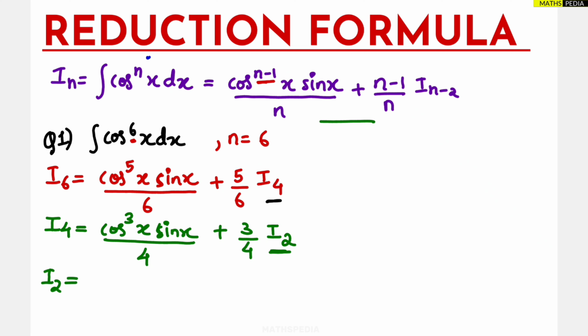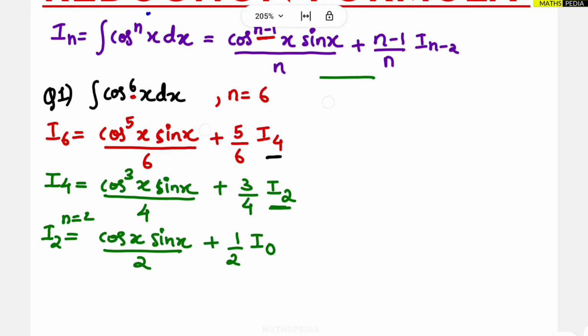So I2 becomes what? Again you have to substitute n value as 2. So cos n minus 1, so 2 minus 1 is 1. So it becomes cos x into sin x, whole divided by 2. The n value is 2. So plus 2 minus 1 is 1 by 2 into I, 2 minus 2 is 0. So I0. So again I0 has come. Okay. So I0 has come.